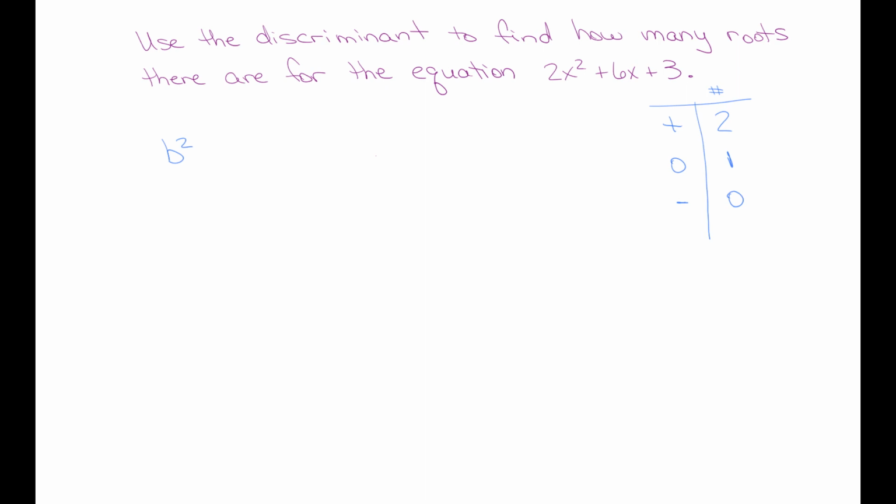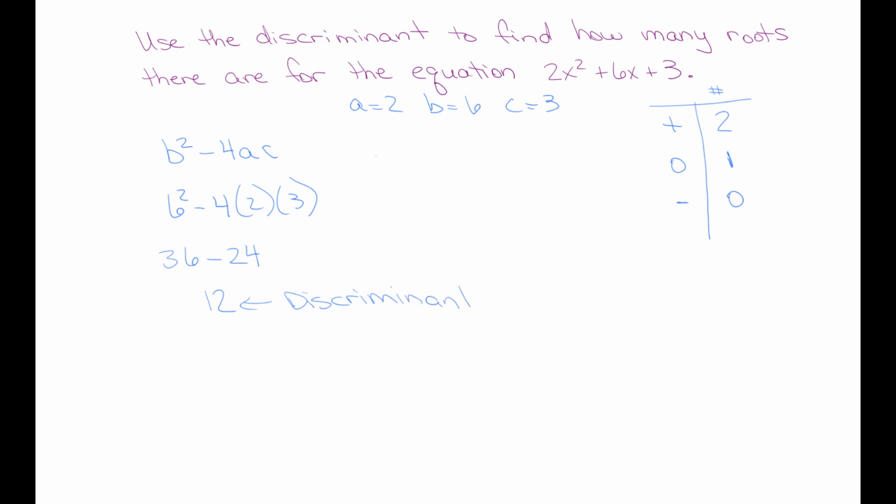So how do you get that? You get that by using the discriminant, which is b squared minus 4ac. And in this problem, the a is 2, b would be 6, and c would be 3. So we're just going to plug these in. 6 squared minus 4 times 2 times 3. You get 36 minus 4 times 2 is 8, times 3 is 24. 36 minus 24 is 12. So the value of the discriminant is 12. This right here is my discriminant.